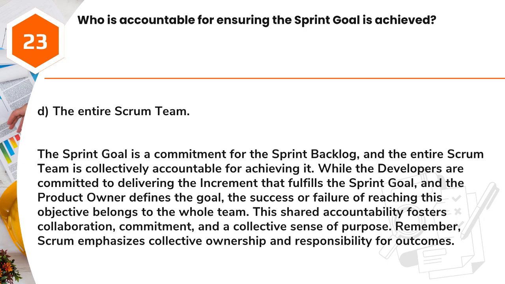Answer: D. The entire Scrum team. The sprint goal is a commitment for the sprint backlog, and the entire Scrum team is collectively accountable for achieving it. While the developers are committed to delivering the increment that fulfills the sprint goal, and the product owner defines the goal, the success or failure of reaching this objective belongs to the whole team. This shared accountability fosters collaboration, commitment, and a collective sense of purpose. Remember, Scrum emphasizes collective ownership and responsibility for outcomes.